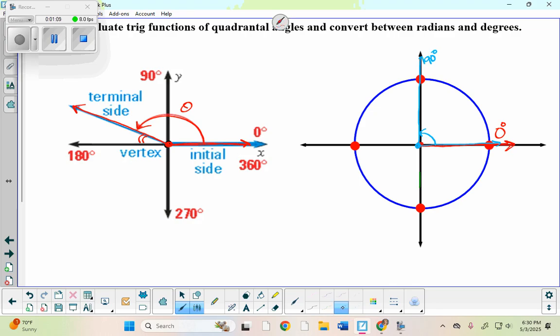If we have an angle that has the initial side here, and we rotate halfway around the circle, that would be a 180-degree angle. If we have an angle that goes 3/4 of the way, it would be a 270-degree angle. And if we go all the way around the circle back to 0, we rotate 360 degrees. Let me write the right number here. 360 degrees.